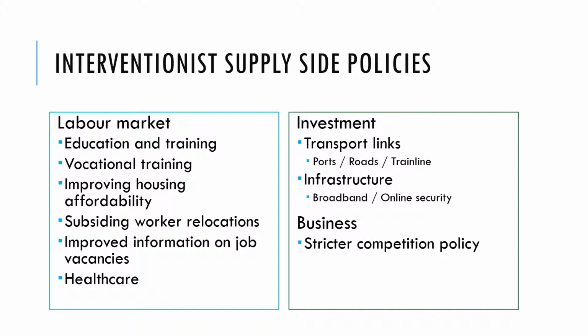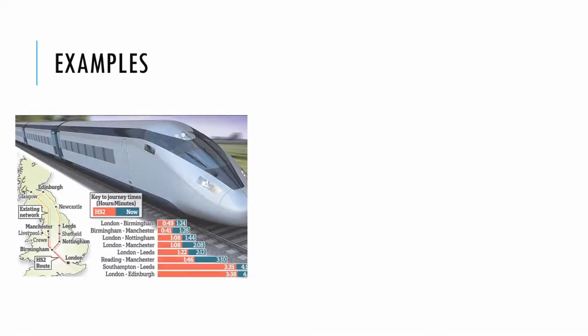Under the category of business, governments could try and encourage more competition through trying to avoid the situation where there are monopolies within markets. Governments may provide businesses with subsidies to try and encourage them to increase their scale of production as well. So some examples of supply side policies.